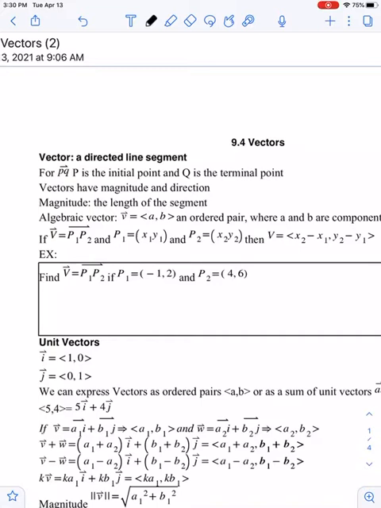Hey y'all, pretty feeling relatable to Bruno Mars today, so I hope none of you are, because we got to get through these 9.4 notes on vectors.